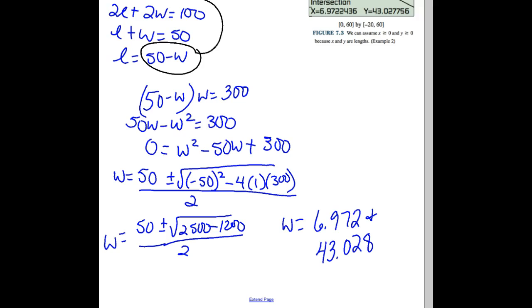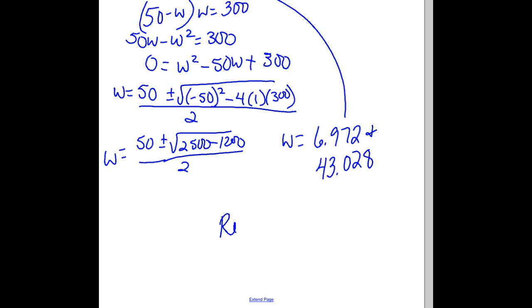What happens if I put 6.972 back in here? 50 minus 6.972 equals the other answer, right? The 43. So my width would be about 7 feet, and my length is going to be about 43 feet. Okay? You're getting both answers because it doesn't really matter which one's length and which one's width, right? A times B is the same as B times A. So it works out the same. So our rectangle is about, what do we say, 7 feet by 43 feet, rounded.